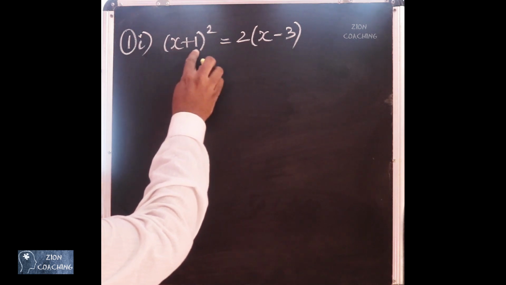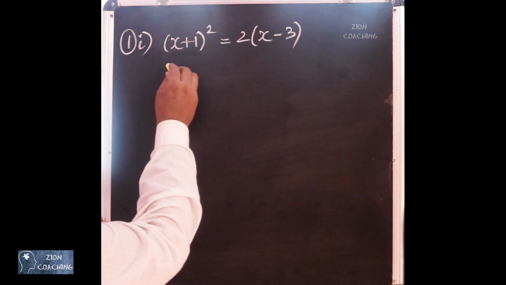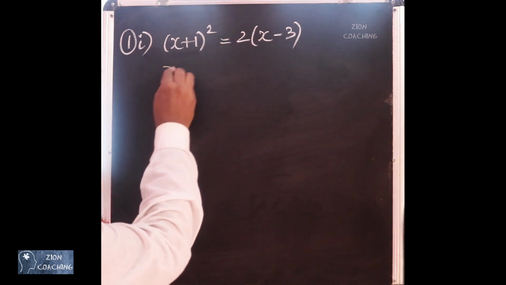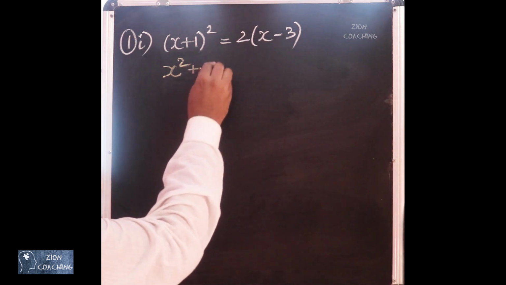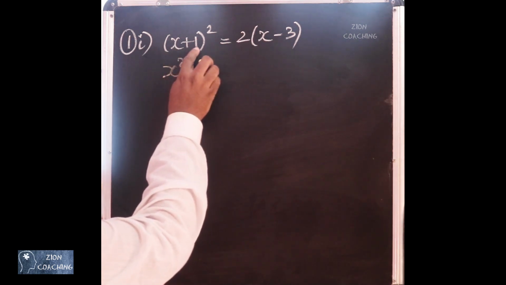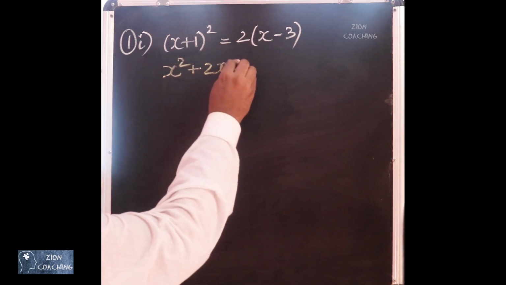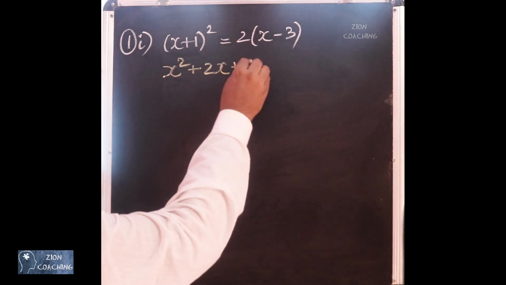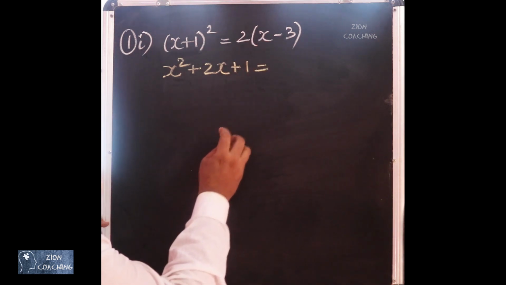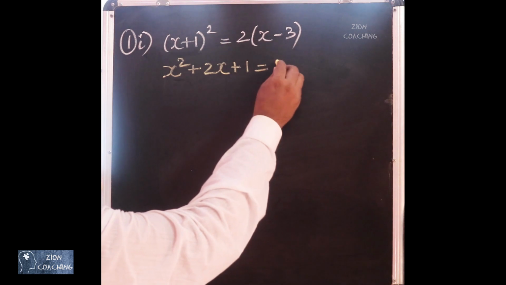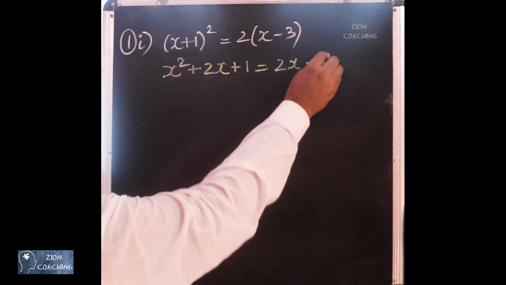When you expand the left hand side, this is of the form a plus b the whole square. So it can be expanded as x squared plus 2 into your a value into your b value, that is 2 into x into 1, which is 2x, plus b square, which is 1, that is equal to, multiply inside by that 2, so 2 into x will be 2x minus 2 into 3 will be 6.